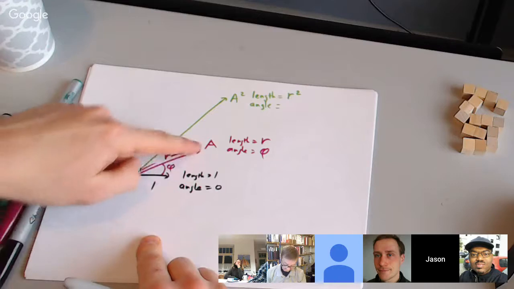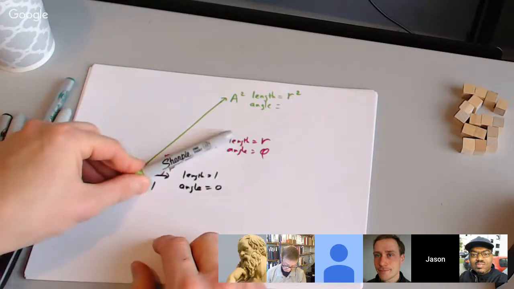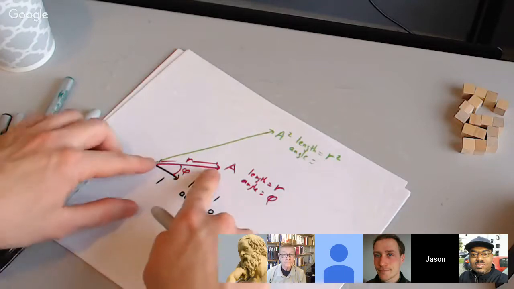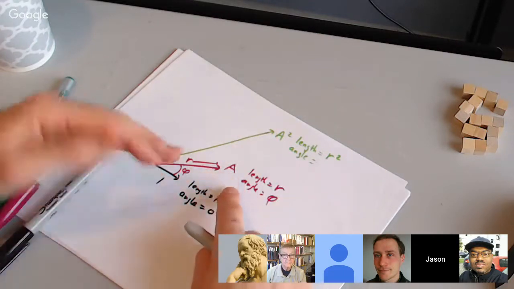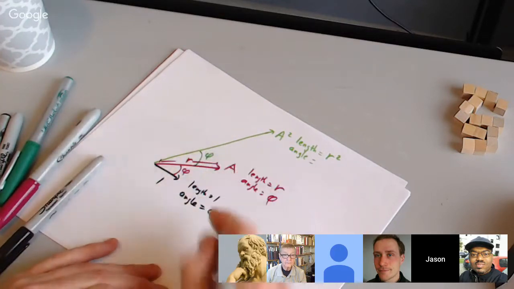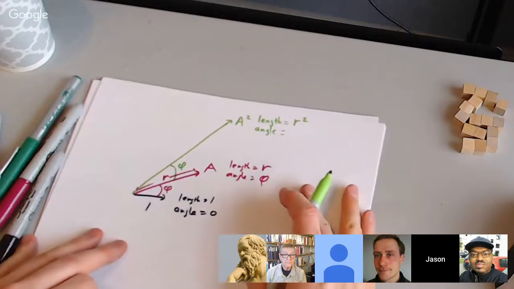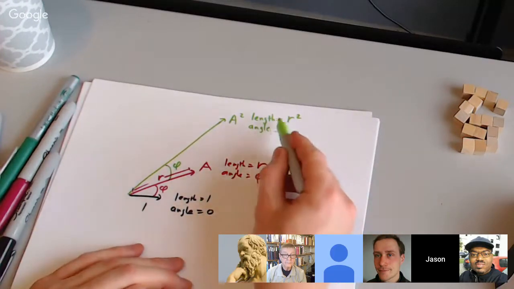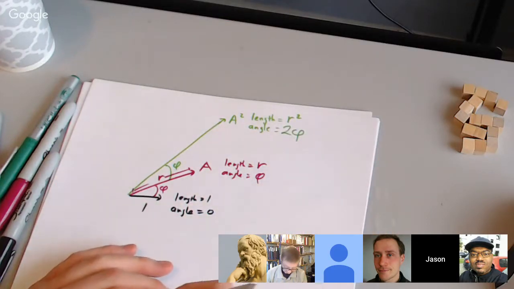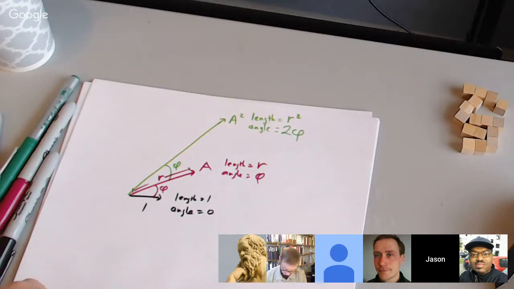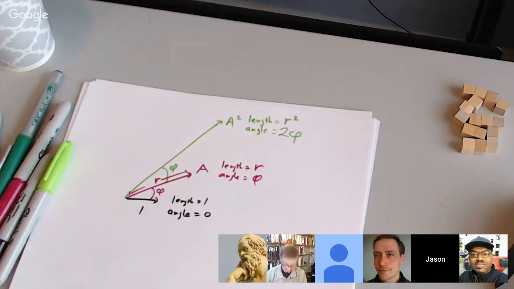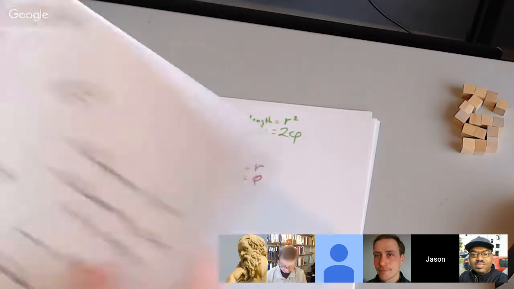So going from 1 to the number a, we got longer and we rotated an amount phi. Well, if a is our new 1, then we're going to extend its length and we're going to rotate it the same amount. In other words, this is just another angle phi right here. And overall, a squared has a length of r squared and an angle of 2 phi. That is, the angle has been added and the length has been squared.